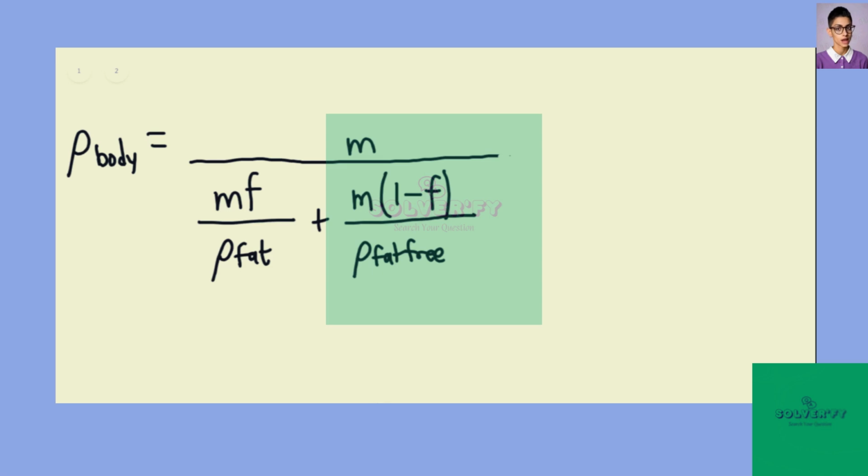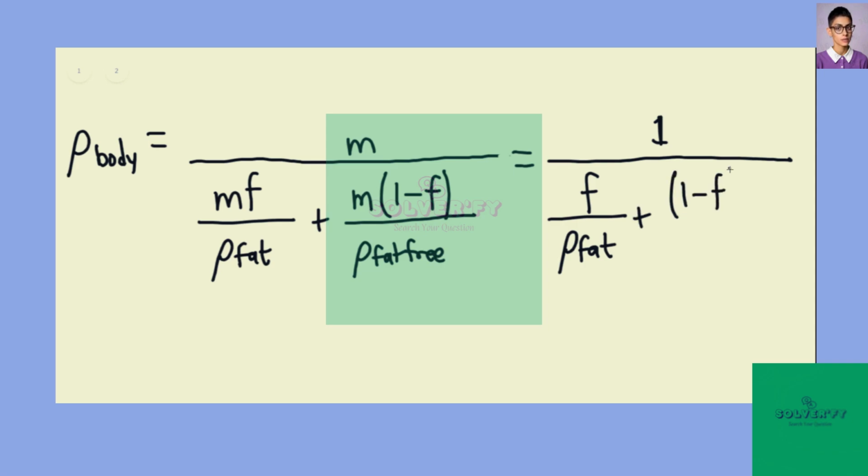This is going to be equaling to 1 divided by the fat fraction divided by the density of fat plus 1 minus the fat fraction divided by the density of the fat-free. Of course, here we're just canceling out all the m's.